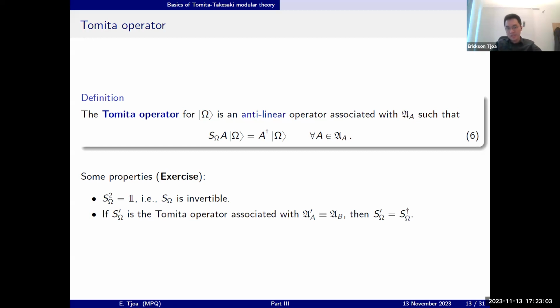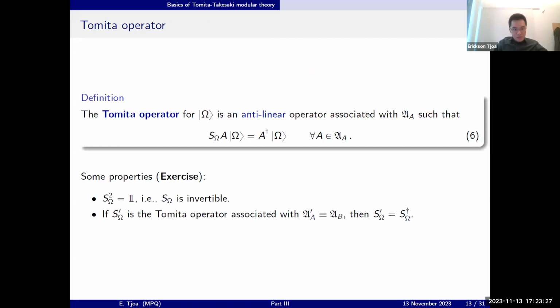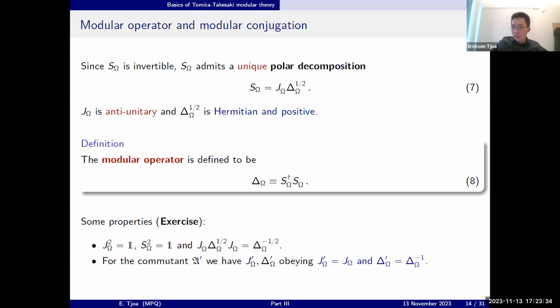But in particular, you realize that this operator is affiliated to an algebra, right? So if you look at the second property, if S prime is the Tomita operator for the other person, which is Bob, the commutant of Alice, then you can actually show that the Tomita operator of one person is the Hermitian conjugate of the other. Okay. And then S, because you see, the first property says that S is invertible because S squared is identity, right? So it is its own inverse, which means that you can do a polar decomposition, and this is going to work even in infinite dimensions.